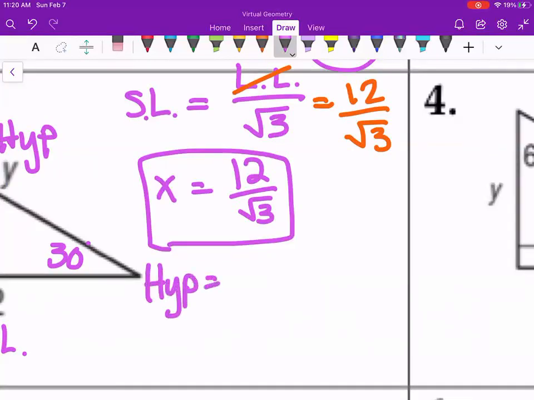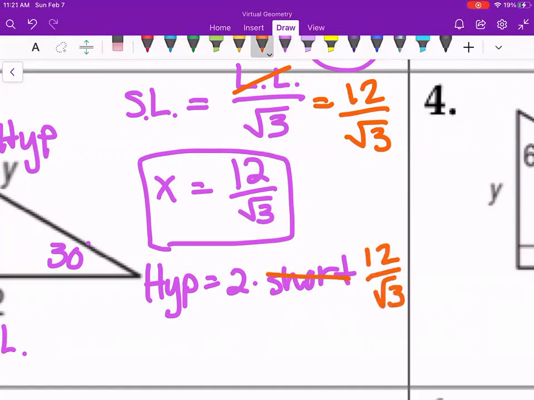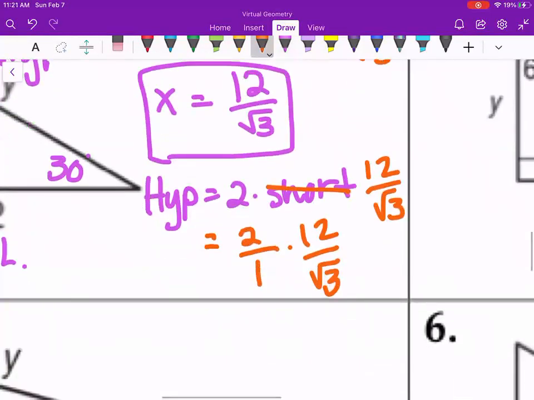The hypotenuse is 2 times the short. So my short is 12 over square root 3. Now, because I am multiplying by a fraction, that 2 needs to be put over 1 times 12 over square root 3. So then my final answer, I'm going to move this over just a little bit to give a little more room here.